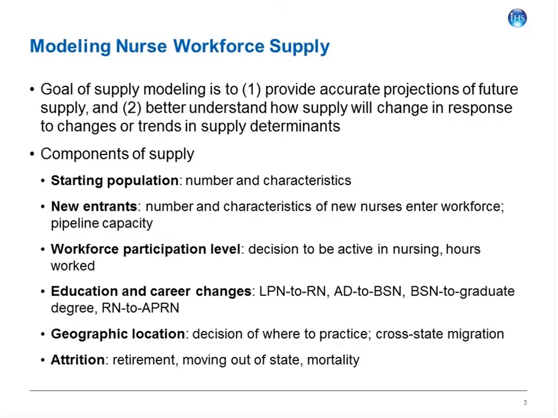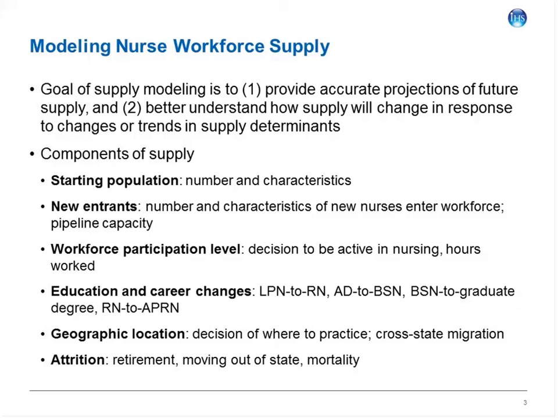So when we think of the major components of the supply, at least the supply projections, we've got our starting supply, so the number and the characteristics of people currently in the workforce, because that's the basis of what will become the nurse supply next year. We have the new entrants. For those people in the workforce, we have different measures of workforce participation. First of all, are they in the workforce or not? And second, if they're in the workforce, how many hours do they provide?